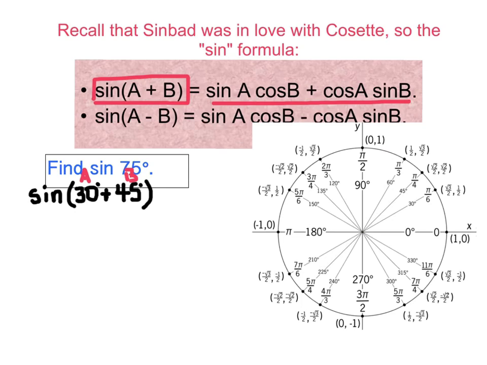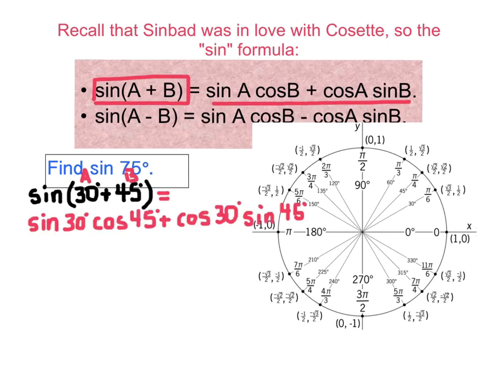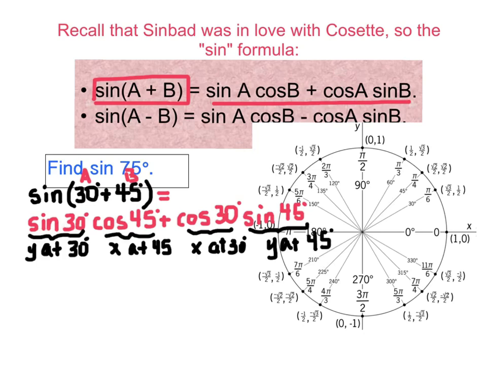Plug it in. So when we plug them in, it looks like this. Sine of A is 30. Cosine B, B is 45. Use the plus. And then cosine A, sine B. Now we're going to take individual ones like sine 30. We're going to find the y value at 30, and so forth.